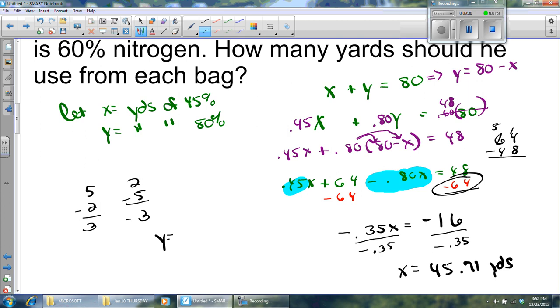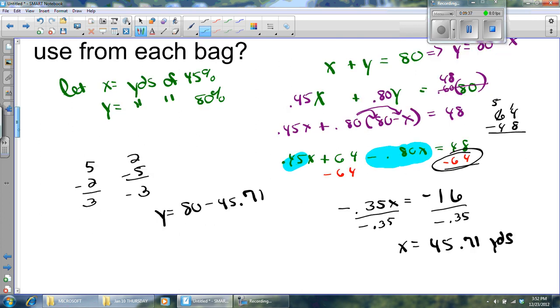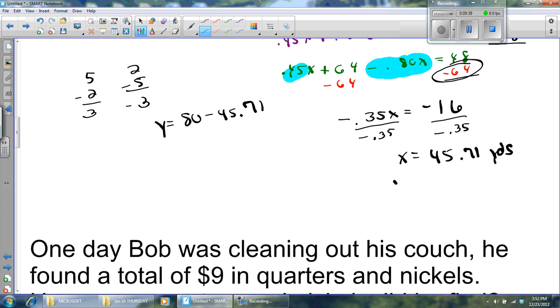Y is going to equal 80 minus 45.71. Okay, well, 80 minus 45 would be 35. So it's going to be 34. And then I got to make a whole. Looks like I'm going to need 29 yards like that. And there are your two answers.